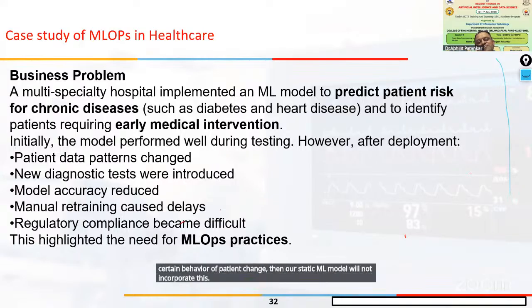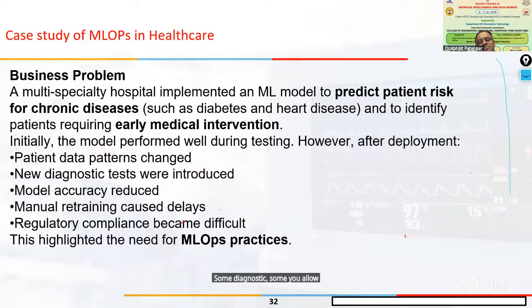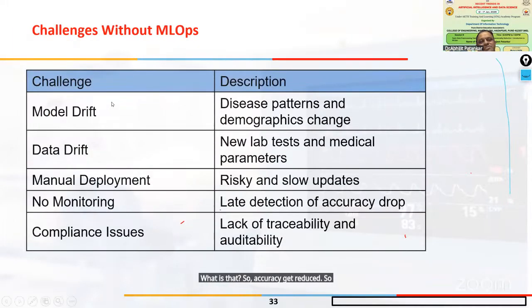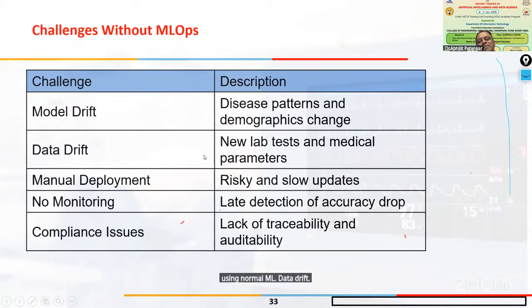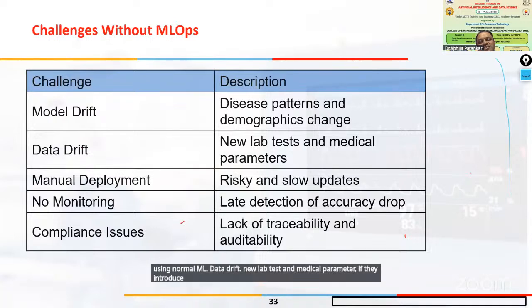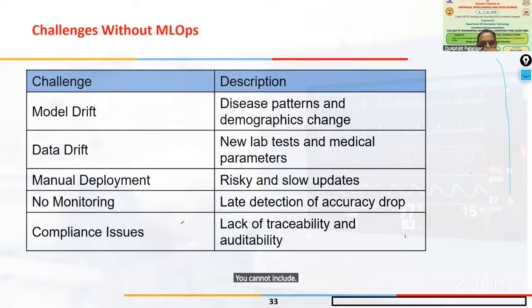Some diagnostic tests you allow patients to do, and some test results are not under your control, meaning you are not recognizing them in your ML model. What is that? So accuracy gets reduced. So the challenges of a normal ML application without MLOps: model drift, disease pattern and demographic changes you cannot identify using normal ML. Data drift, new lab tests and medical parameters if they are introduced for identifying disease, you cannot include. You have to again redevelop the new model.